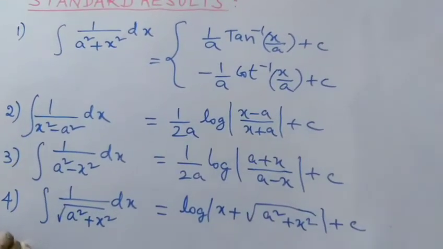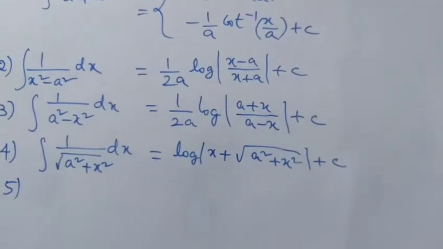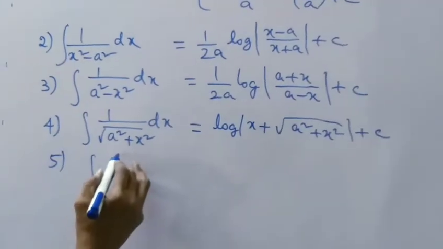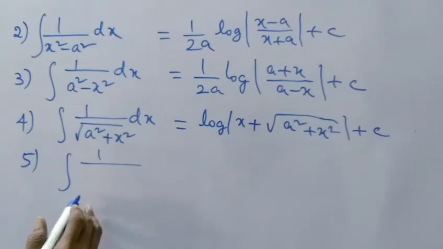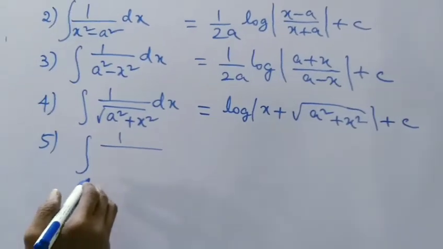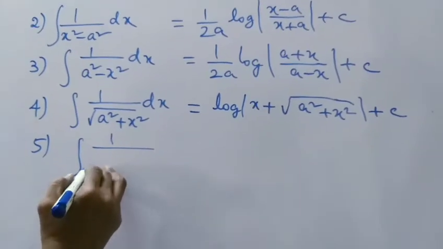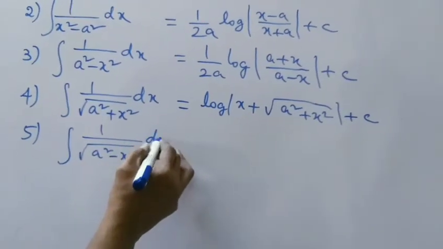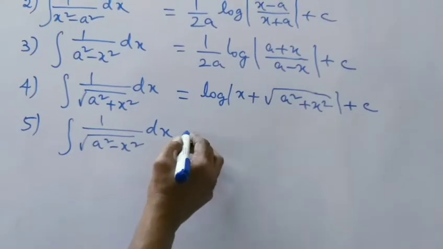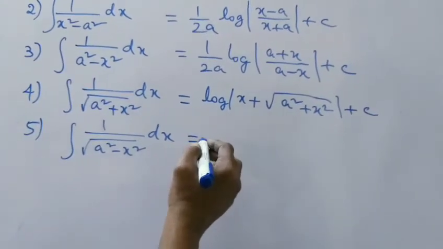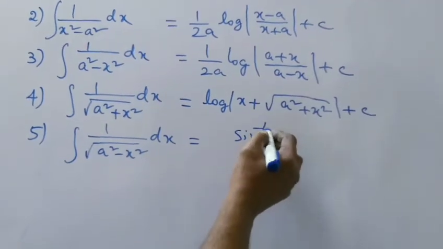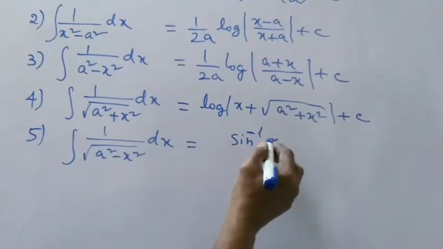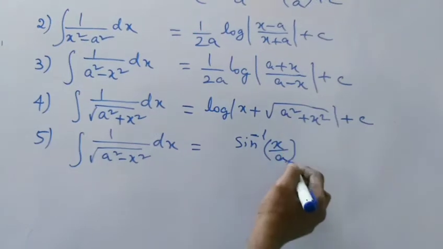And next one, fifth one, the integral of 1 by square root of a square minus x square dx is equal to sin inverse of x by a plus c.